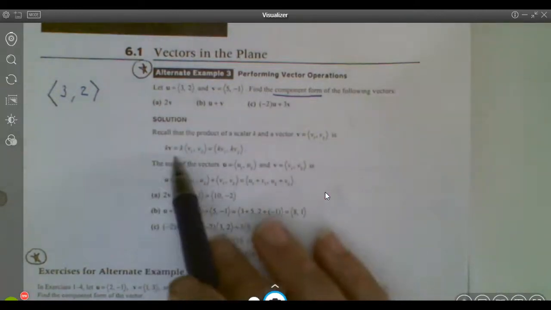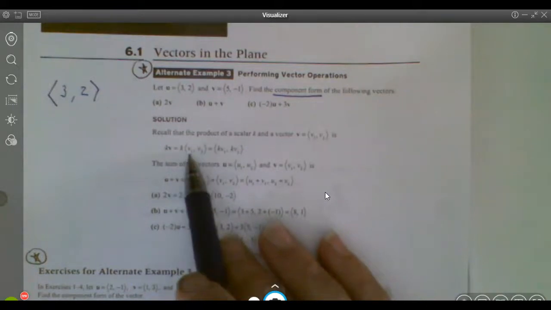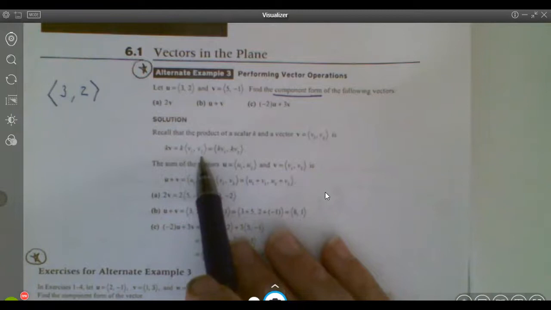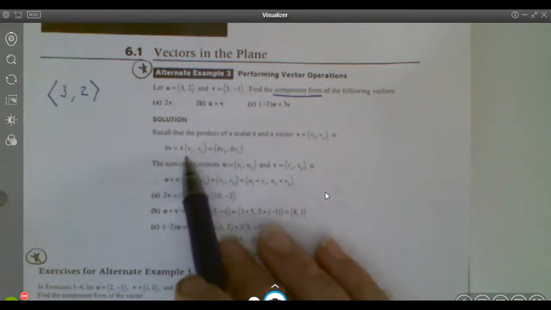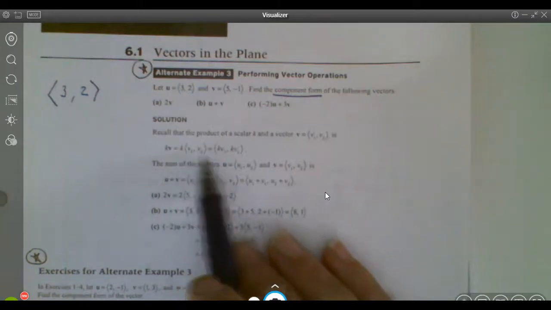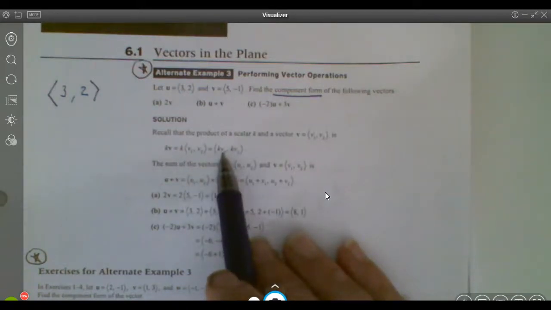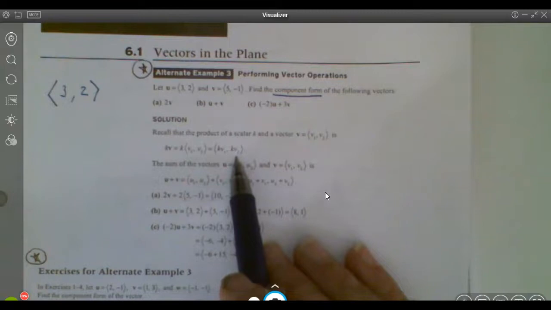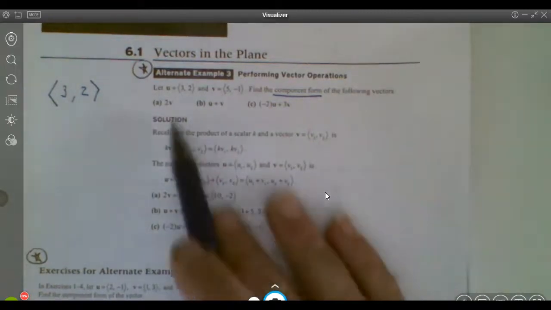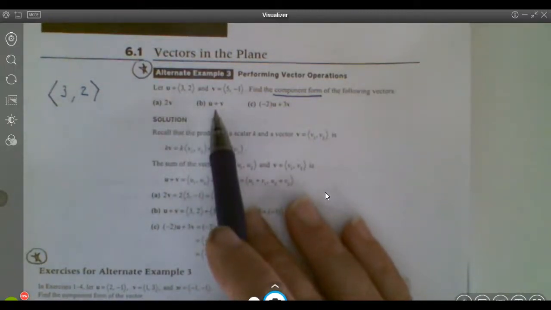Okay, and so that's why, here's the general look. You have v sub 1, comma, v sub 2. So it's just saying that I'm basically multiplying my scalar times both components. So it becomes k times v1, comma, k times v2.